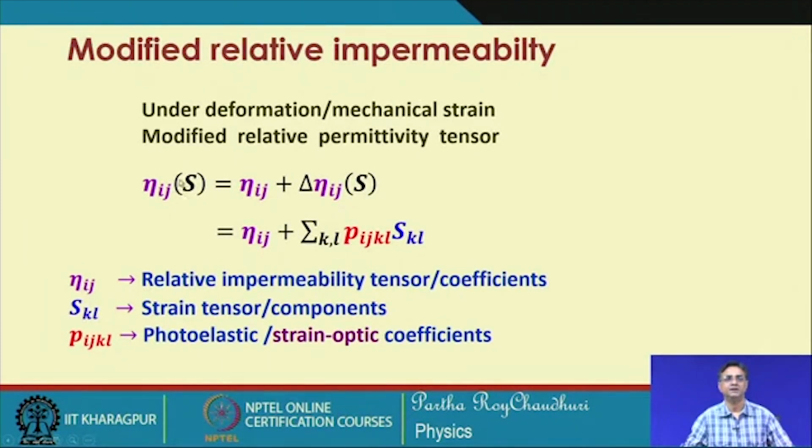So, eta_ij is the relative permeability tensor, and S_kl is the strain tensor, which we have discussed. We have two components, strain and another is rotation. For the rotation, this p_ijkl will appear in a different way, we will not consider in this case. We assume all pure longitudinal wave and pure shear wave. So p_ijkl are the strain optic coefficients. We will see in detail what are the forms of these tensors.